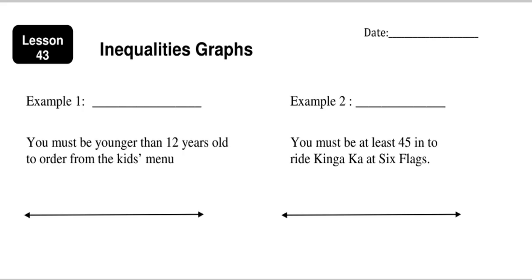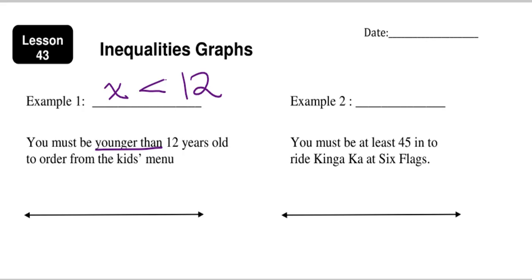So something, for example, like this. You must be younger than 12 years old to order from the kids' menu. Okay. I'm going to translate that situation into an inequality. So younger than would connect with the words less than, right? You have to be less than 12 years old to order from the menu. And I'm just going to use the variable x. So x has to be less than 12.